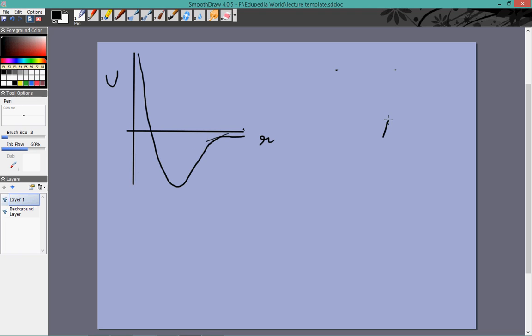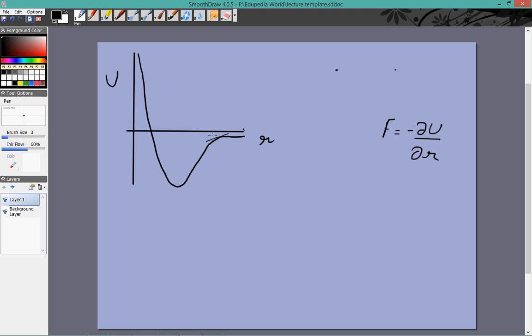We know that the force is the negative of the derivative of the potential energy. So here the derivative of the potential energy is positive, so the slope is negative. That means the force is negative. That means the force is towards the center. So if the two objects are very far apart, then they will be attracted to each other.